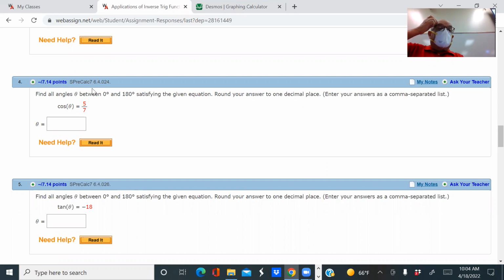What makes this one a little bit worse is that you can immediately realize that theta is not going to be a special angle. There are lots of answers for theta here, but the solutions are not going to be special angles, because there's not any special angle whose cosine is 5/7. So we're going to have to use the calculator on this problem to figure out what our candidates for theta are going to be.